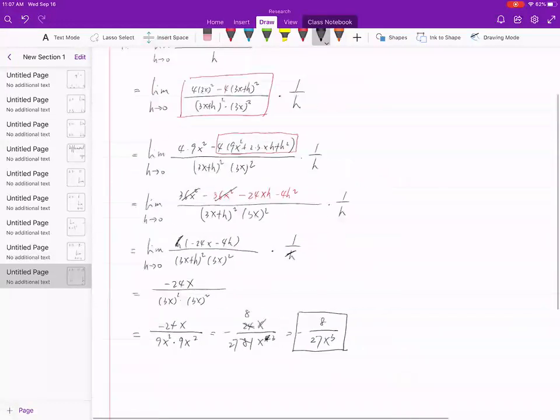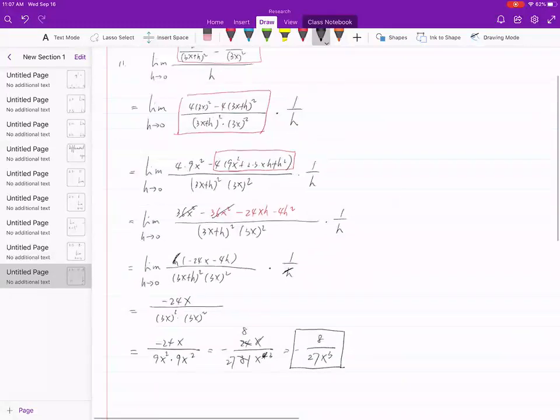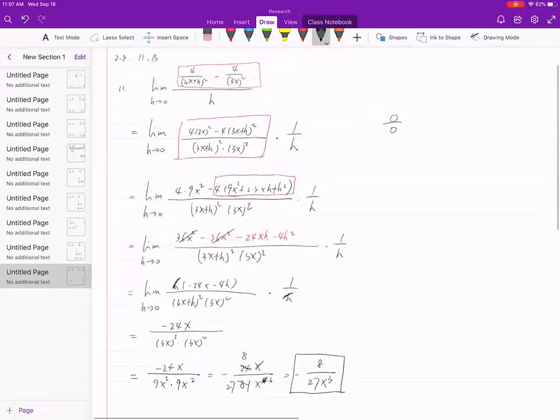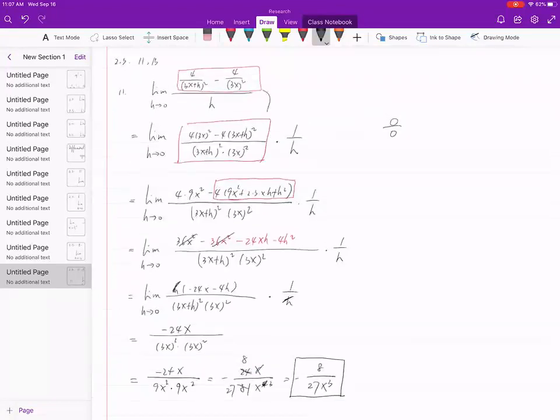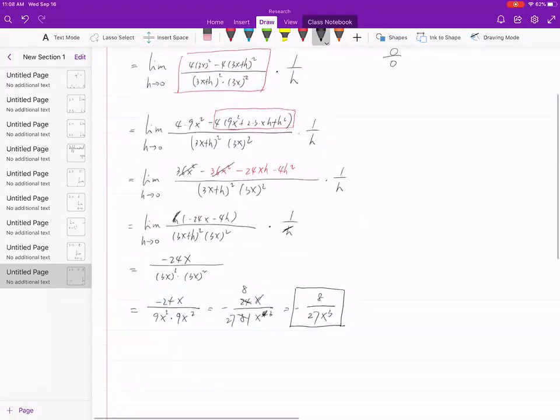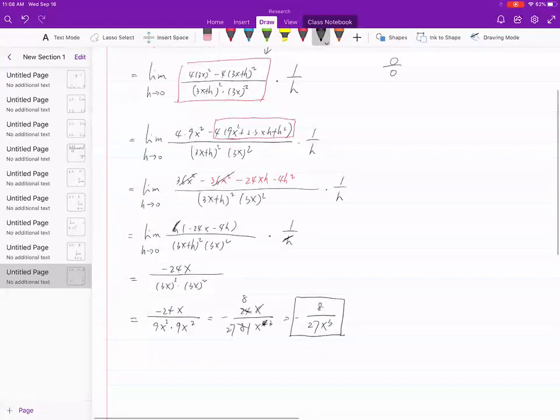Okay, so the key is to realize it's 0 over 0. You need to rely on algebra, and for this case, you just need to do the common denominator and cancel everything you can by FOILing everything out. Luckily, it worked. Cool. Any question before we move on to 13?